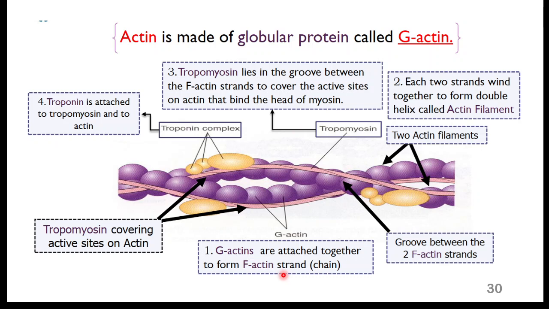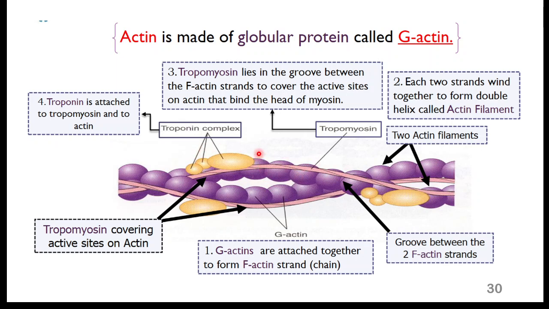So this is a summary of what we've been saying in the last few slides. We can see how G actin molecules are attached together to form chains, which are the F actin strand or chain, and two actin strands wind around each other. They spiral around each other, right? Then there are also two tropomyosin strands, 1 and 2, also winding around these two actin strands.